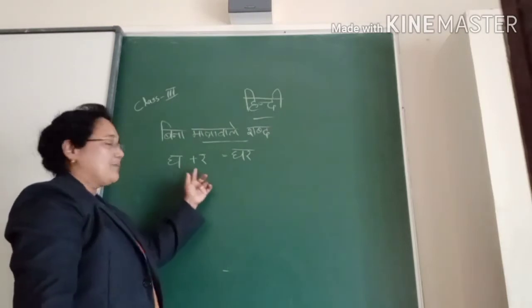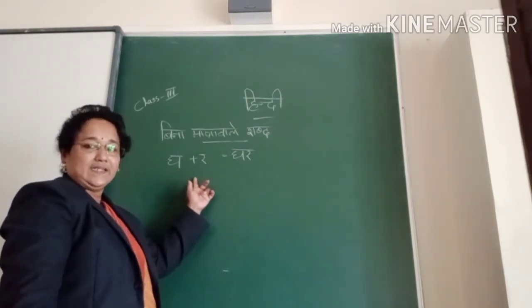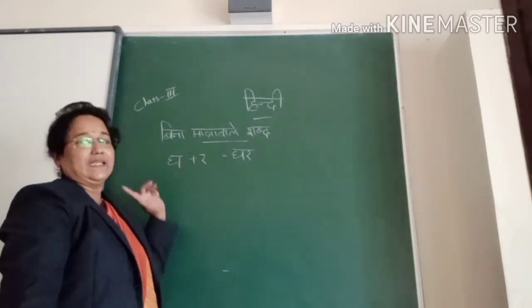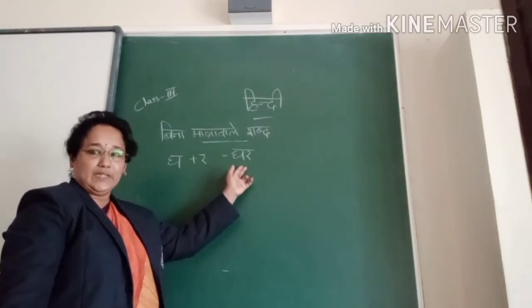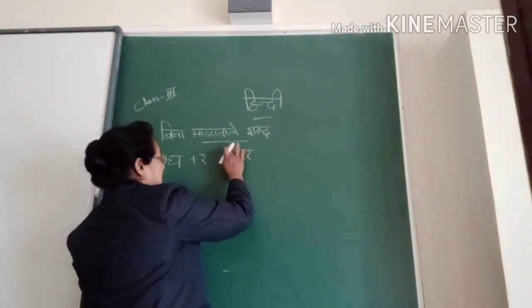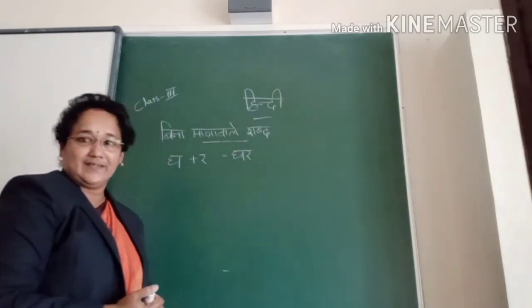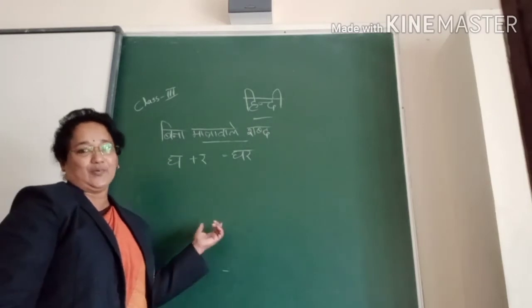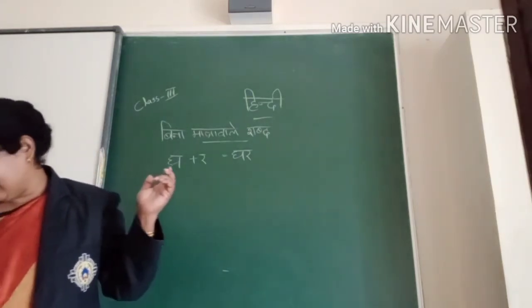Kha plus ra. When I wrote each letter separately, at that time I gave a separate headline. Without any gap I wrote the two letters near each other and gave only one headline. So I wrote one word. Ghar is a word. What is its meaning? House. In your textbook, lesson number 2, page number 8.